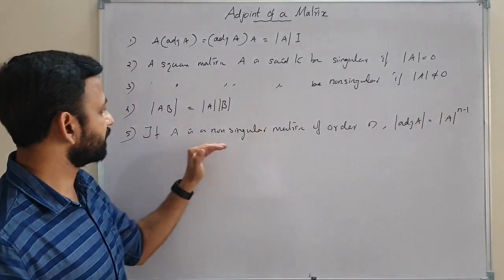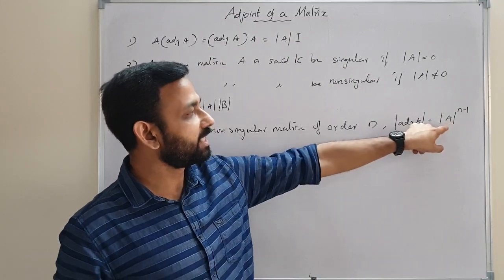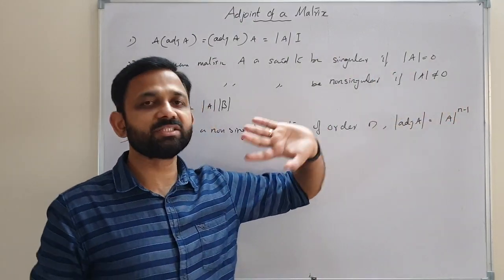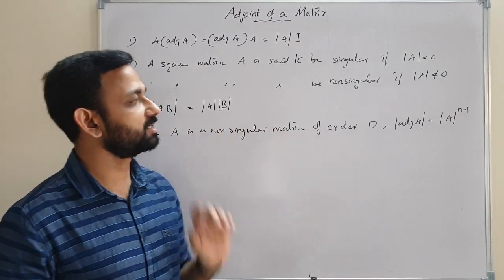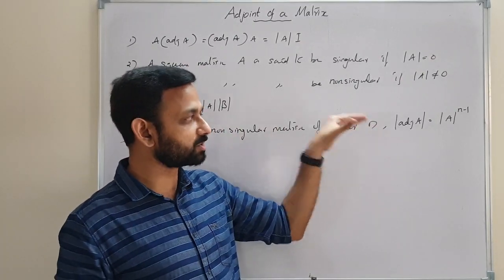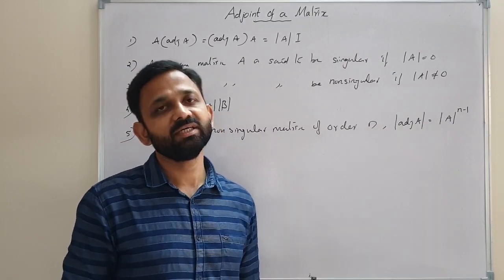So that is another important result. Determinant of adjoint A is equal to determinant A raised to the power n minus 1, where n is the order of a non-singular square matrix. So here A should be a non-singular square matrix and its order is n, then we can write that result.